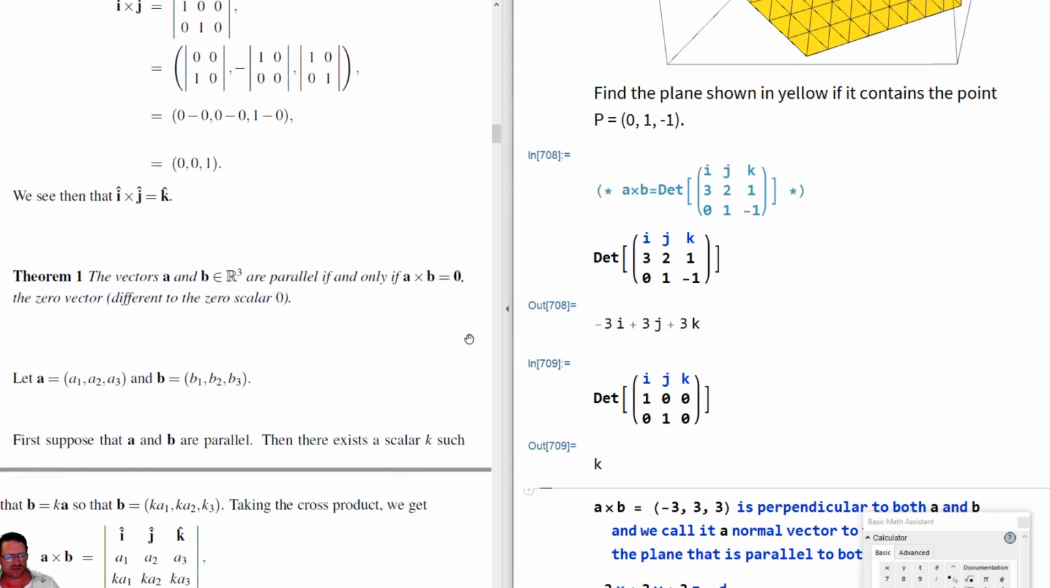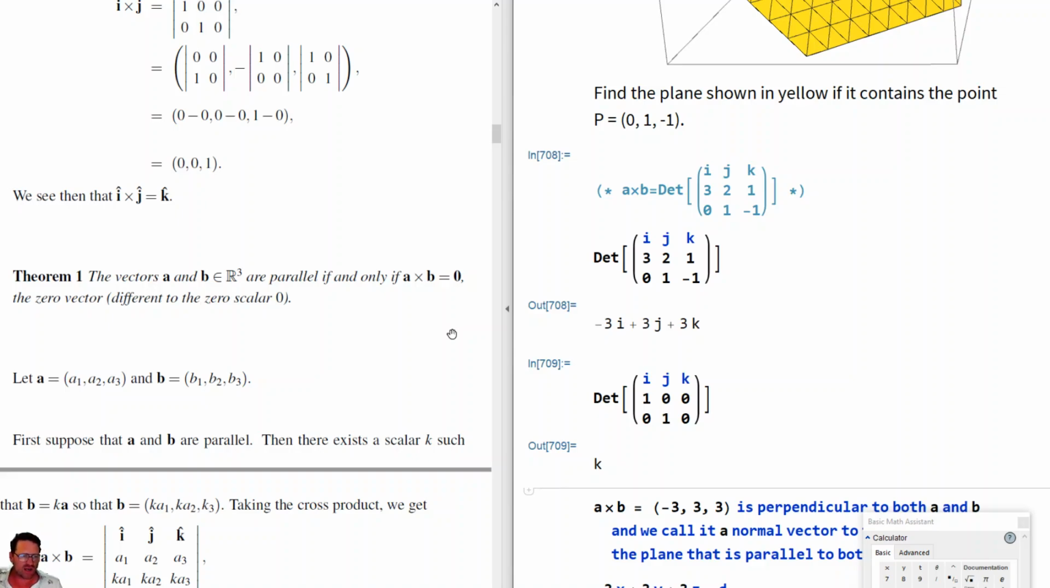And I've just said this result, theorem 1. If so, the vectors A and B in 3-space are parallel if and only if A cross B is equal to 0, the 0 vector. Now that's different to the 0 scalar, which is a number. So the 0 vector is a vector with components 0. So let's see that this works.